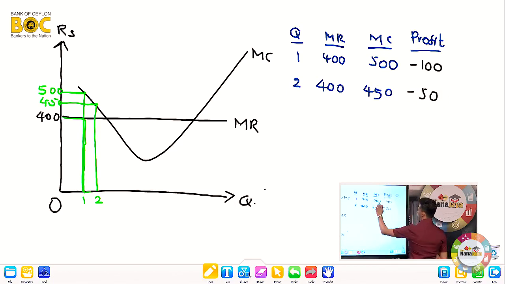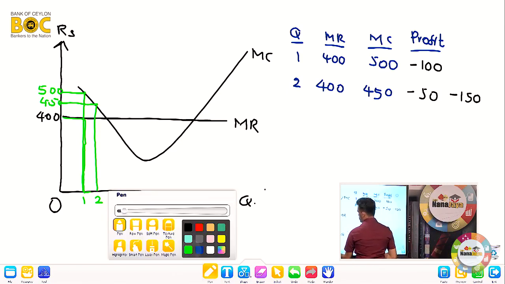From the first unit, the firm faces a loss of 100, and from the second unit, the firm faces a loss of rupees 50. Altogether, the loss increases to 150 by producing 2 units.